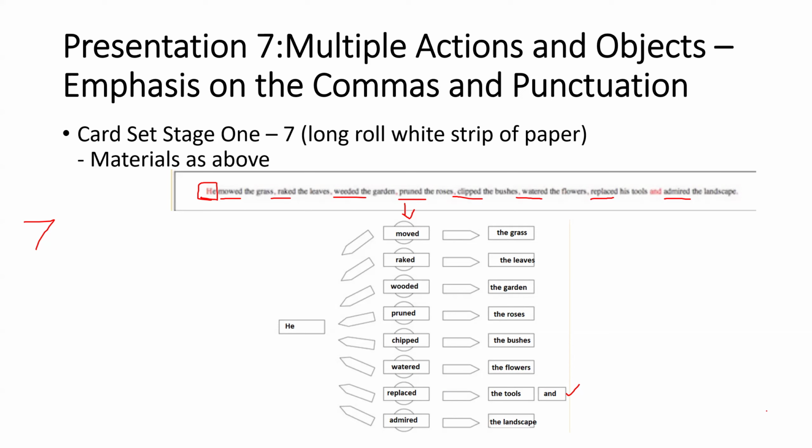So presentation 1 is what color? We started with blue, then green, then orange. Remember, the first blue one had 1 subject and 2 actions. The green one had 2 subjects, 2 actions. The orange one had 1 subject, 1 action, 1 thing. Very good.